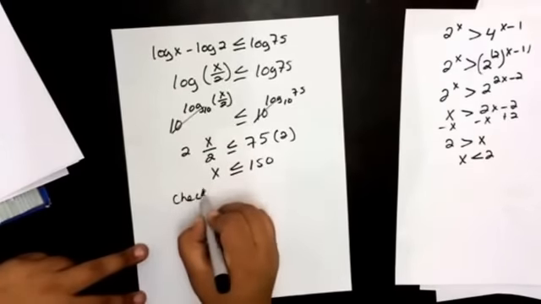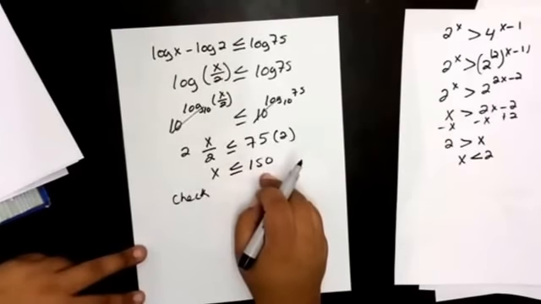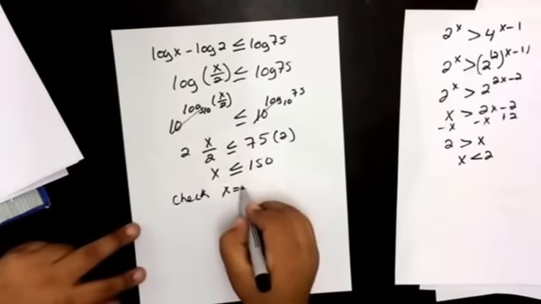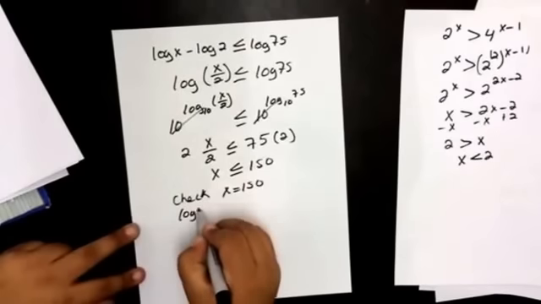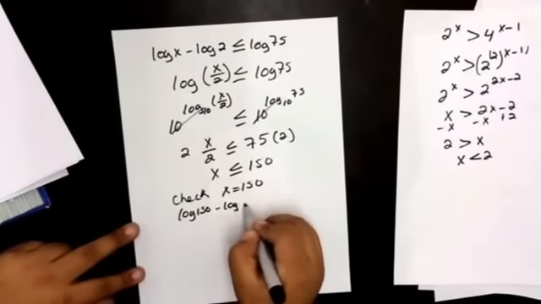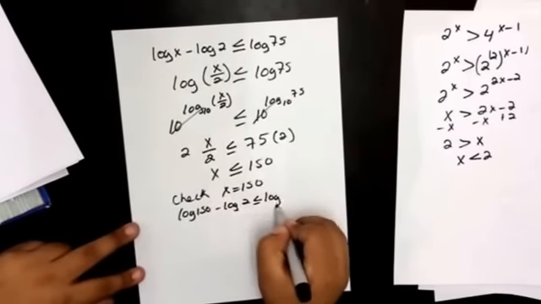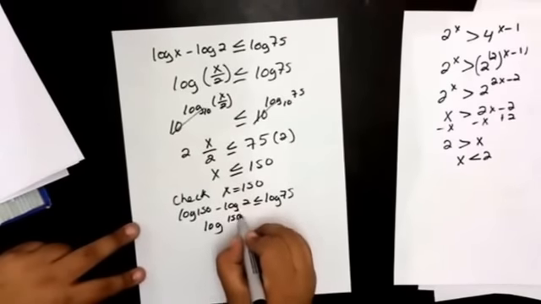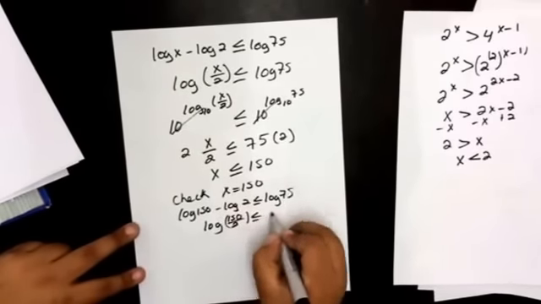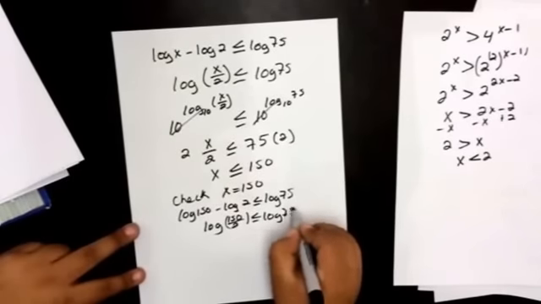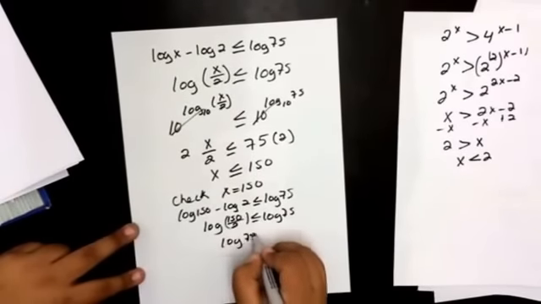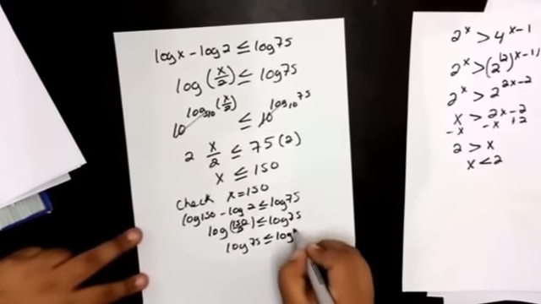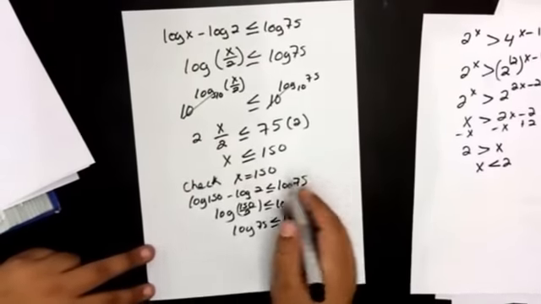To check, we can check for when x equals 150. So log of 150 minus log of 2 is less than or equal to log of 75. Or if I write it as a quotient, log of 150 over 2 is less than or equal to log of 75. You get log of 75 is less than or equal to log of 75, which is true.